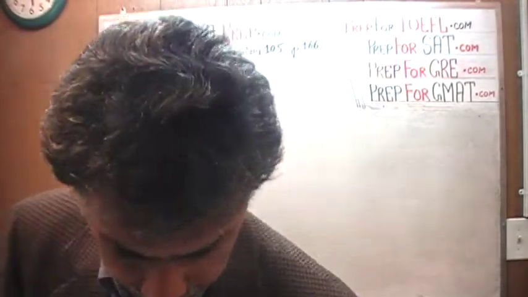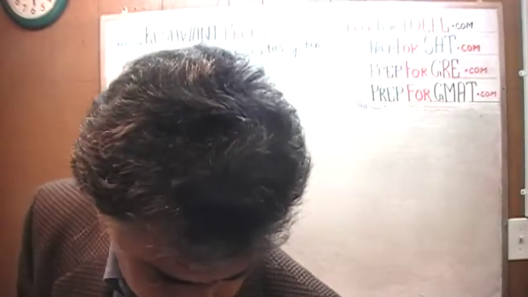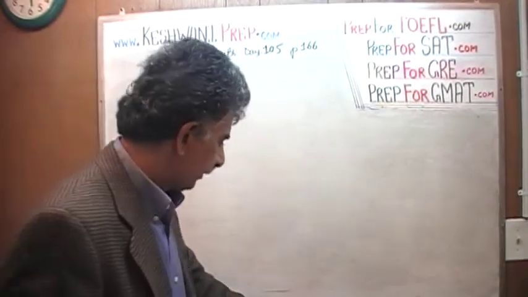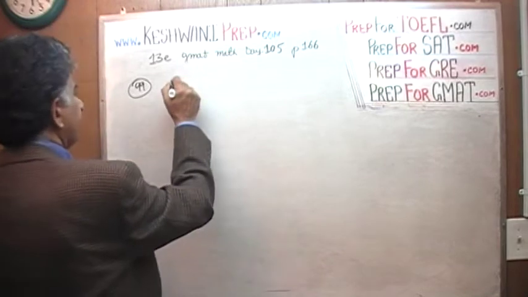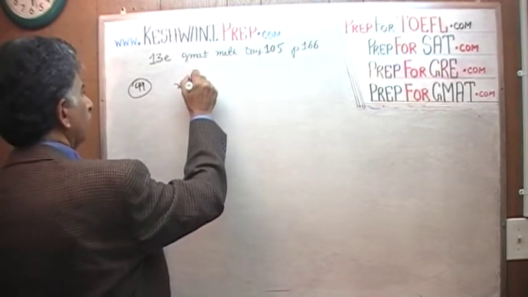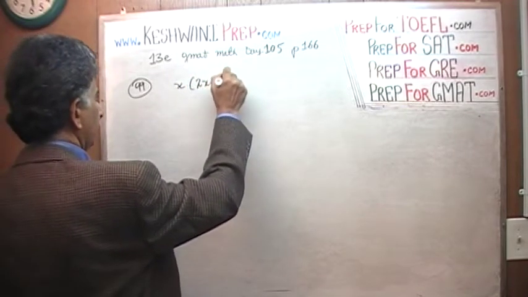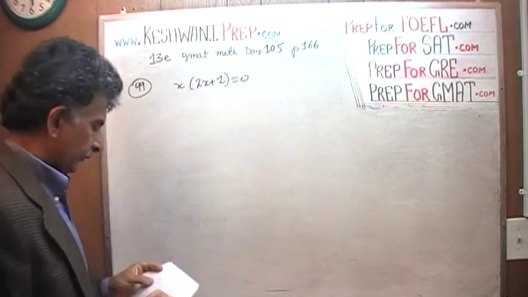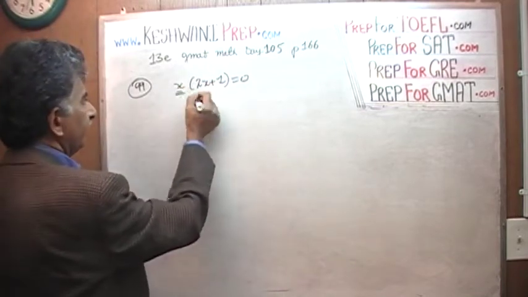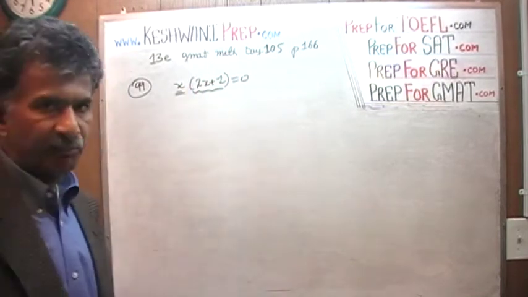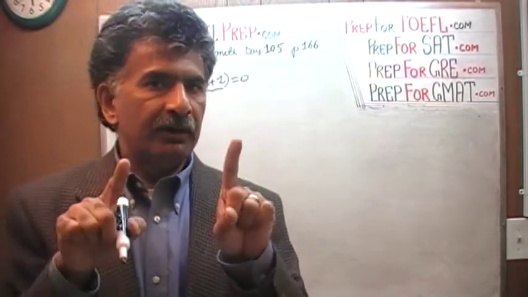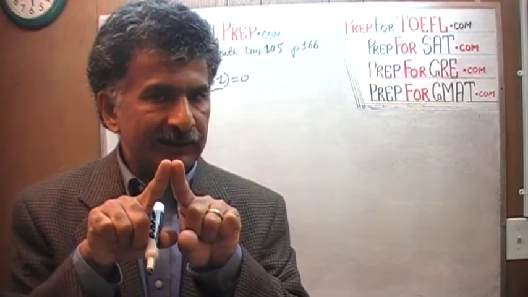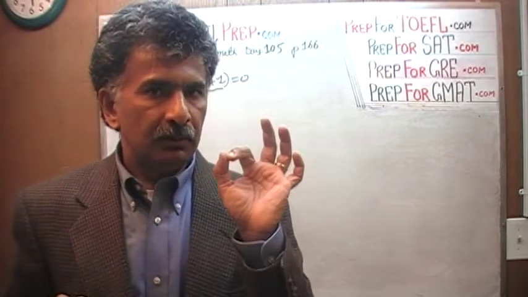In problem 99, they tell us that x times 2x plus 1 equals 0. So here we have one quantity x, and here we have another quantity 2x plus 1, and we are told that their product is 0.